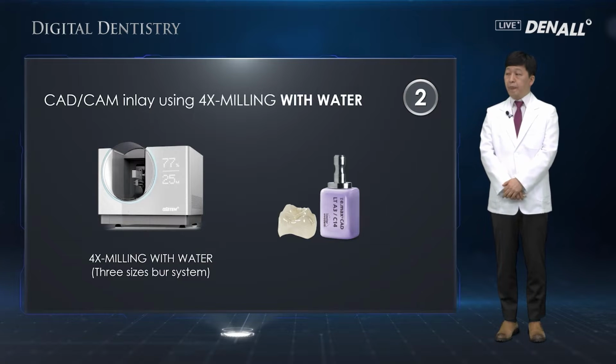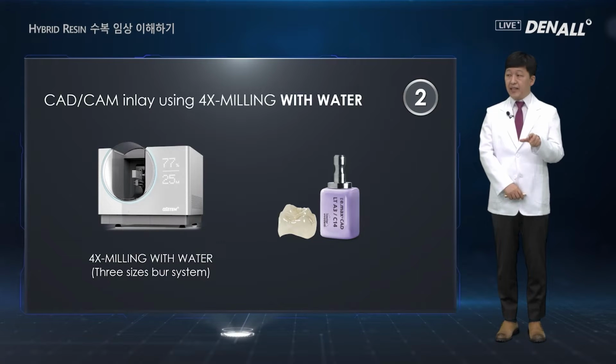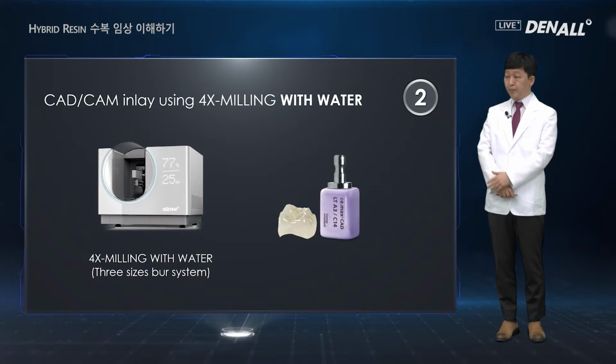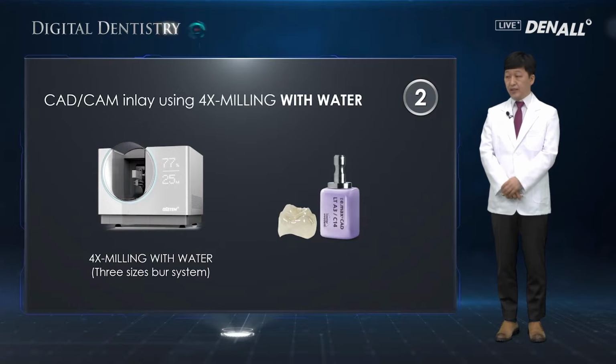Next, this milling machine also uses water. It has 3 different sizes of burr to mill the CAD/CAM inlay. This is the same for this machine. A block material is placed. 3 different sizes of burr are used, and therefore very precise marginal fitness is shown.